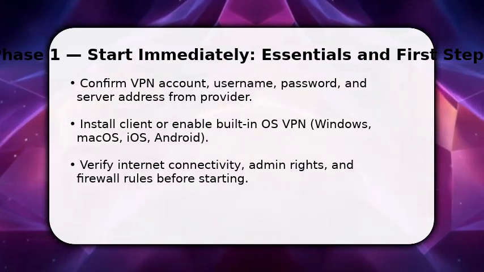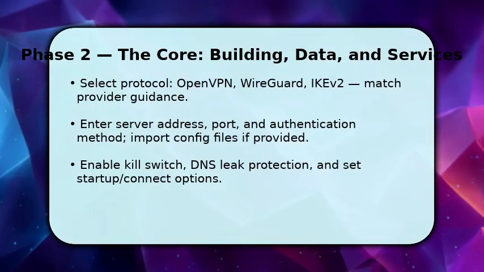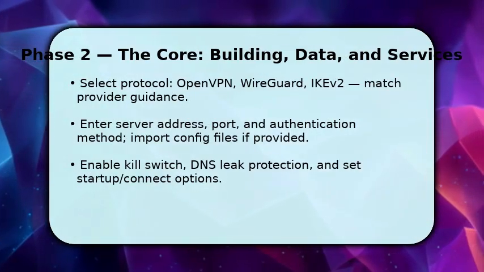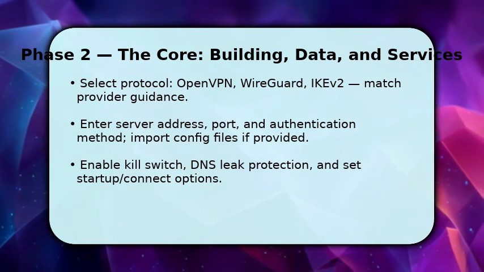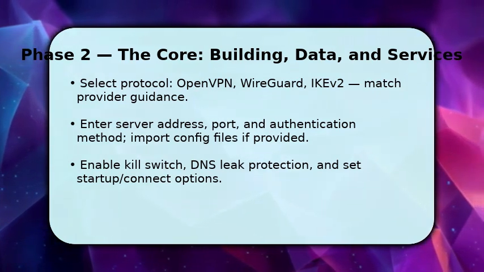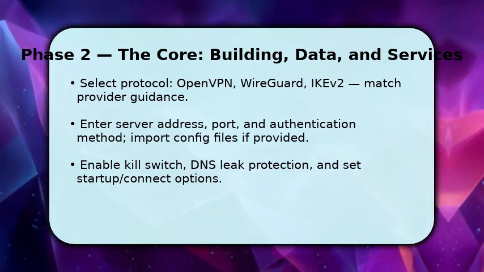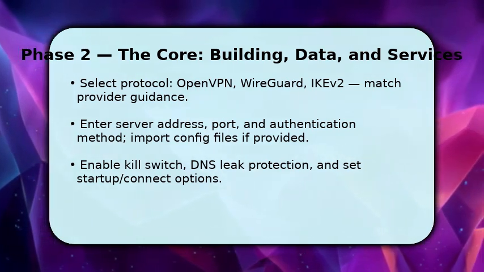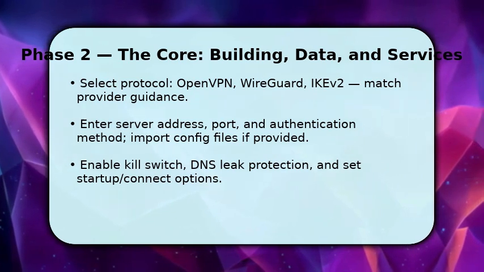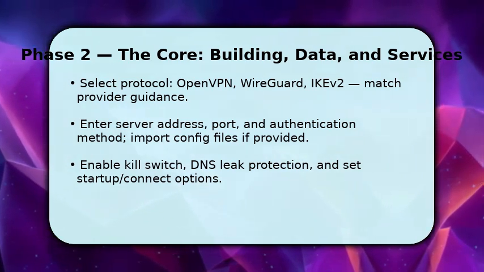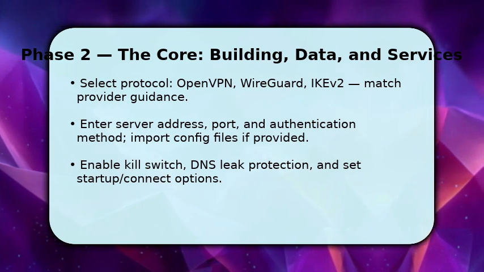Now configure the connection. Choose the protocol that balances speed and security, for example WireGuard for speed or OpenVPN for compatibility. Enter the server address, port, and your chosen authentication. Import the OpenVPN or WireGuard config if the provider gave one. Adjust encryption or cipher settings only if you understand the trade-offs.